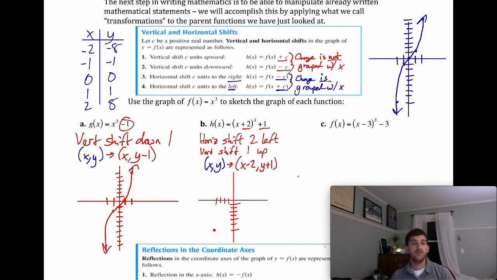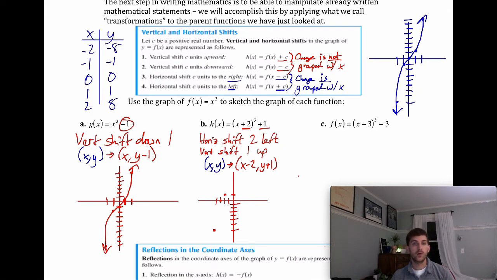Same thing for the (-1, -1). We're going to subtract 2 from -1, so we're going to be over at -3. And we're going to add 1 to the y value, so we're going to be at (-3, 0). Next up, (0, 0), we're going to shift that 2 to the left, so we're going to subtract 2 from it, so we're going to be at -2. And then the y coordinate of 0, we're going to add 1, so we're going to be at (-2, 1).